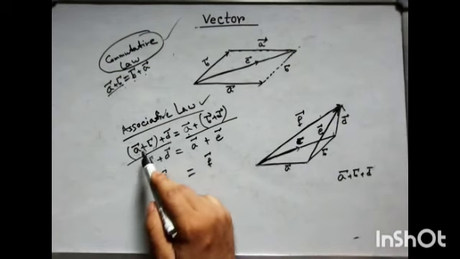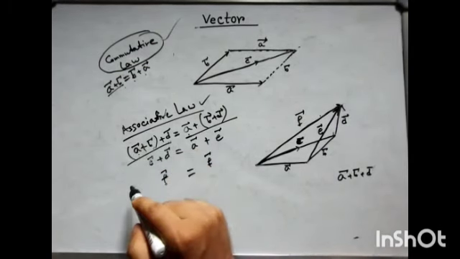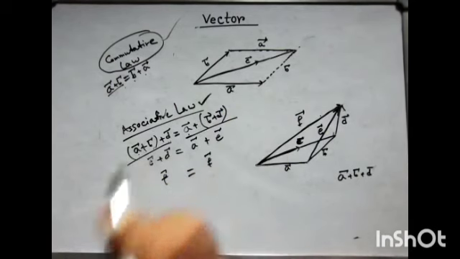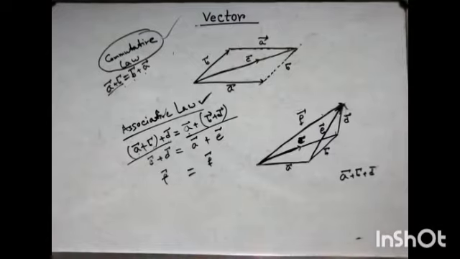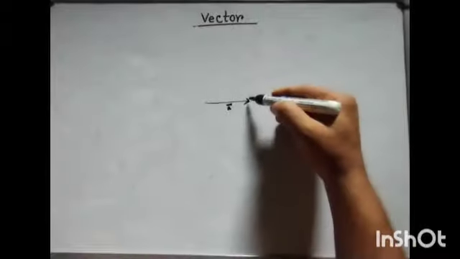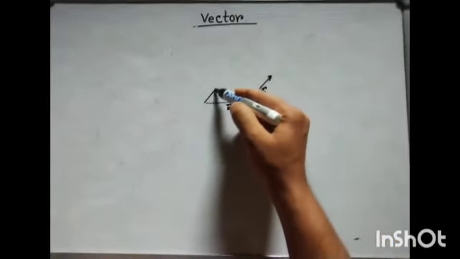So if I give you three vectors, it does not matter in which order you are adding them. So vector addition rule follows associative law. Thank you. We have seen addition of two vectors. Now we will see subtraction of two vectors.